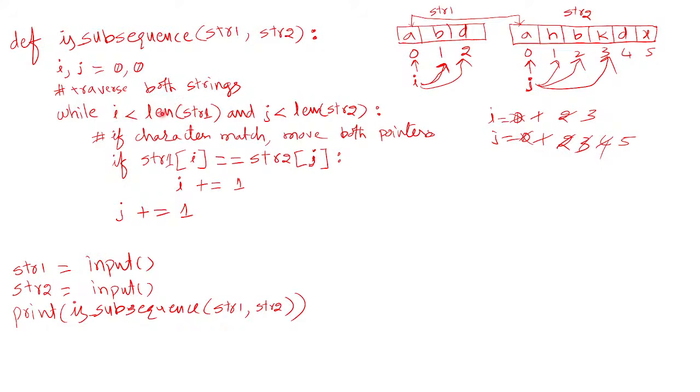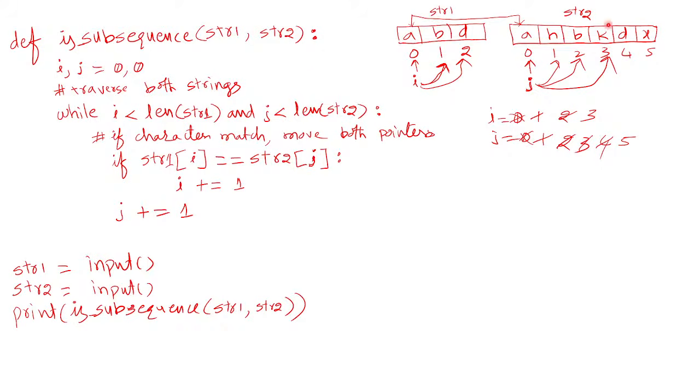Once the condition becomes false, the loop terminates and comes out of the loop. Once you come out of the loop, you do not know whether you have reached the end of string 1 or the end of string 2. If any one of the conditions is false, you come out of the loop. Here we can see it is coming out from the first condition.